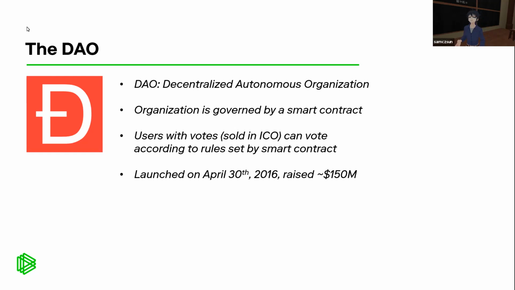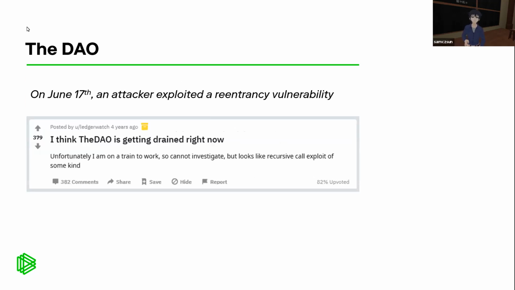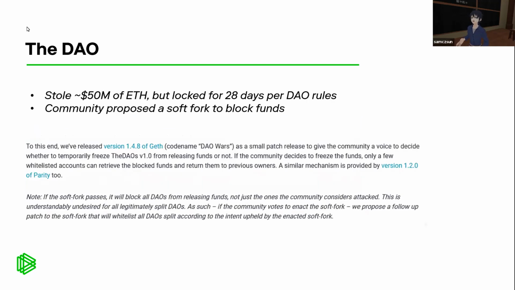with votes they purchased during the ICO, which launched on April 30th, 2016, and raised approximately $150 million at the time. A little over a month later, an attacker exploited the DAO using a reentrancy vulnerability and drained a portion of the funds, that being approximately $50 million worth of Ether. Fortunately for the community, the funds were locked for 28 days per the rules.